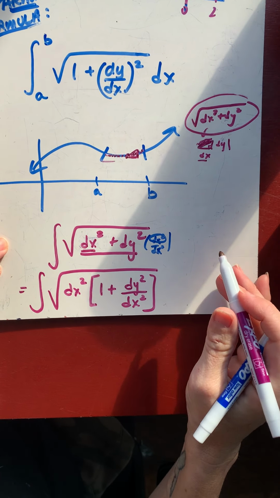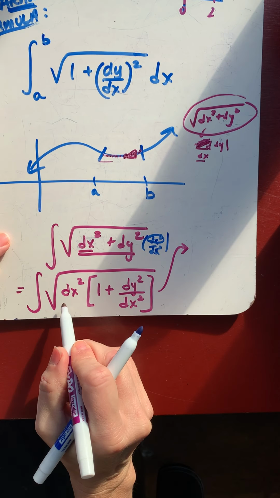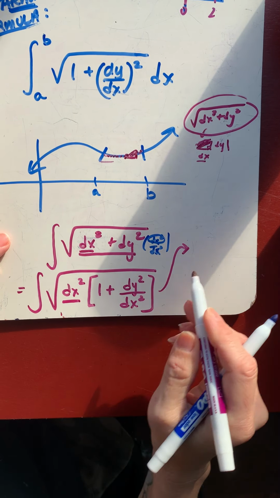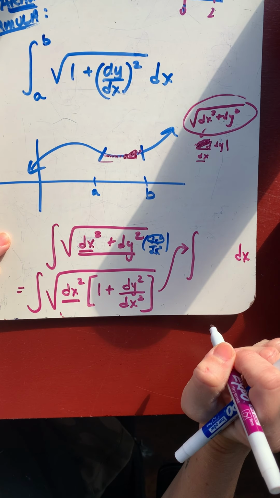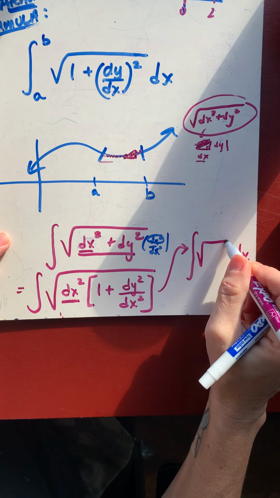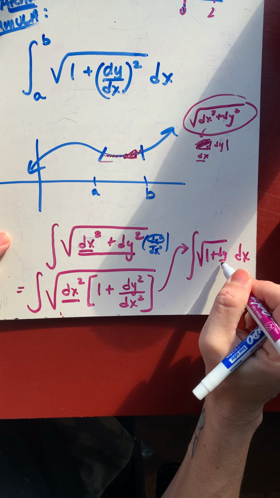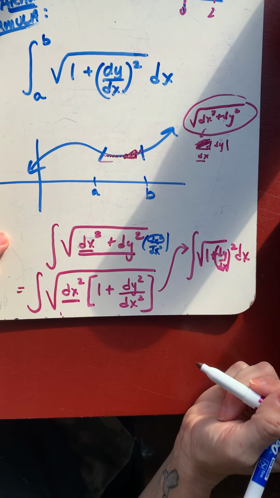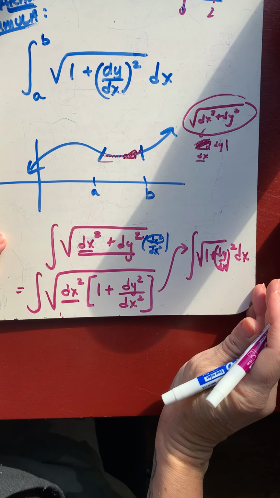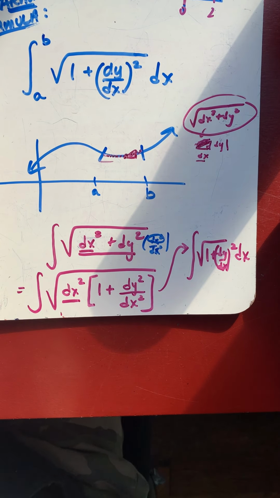Then this dx squared is inside of a square root, so this just becomes dx. This stays under the square root as 1 plus (dy/dx) squared. And now I have that. If that didn't make sense, it doesn't really matter. All you need to know is the formula.